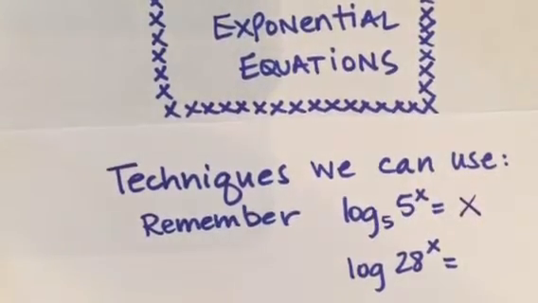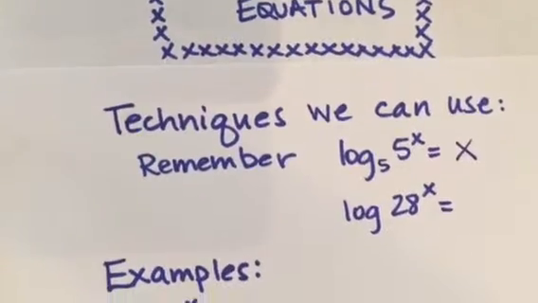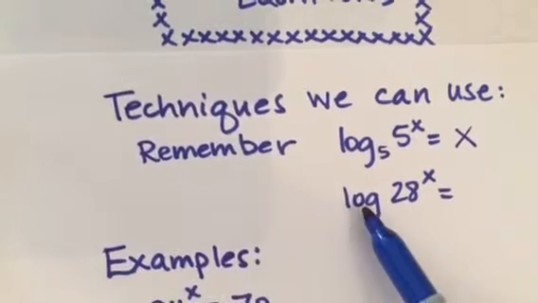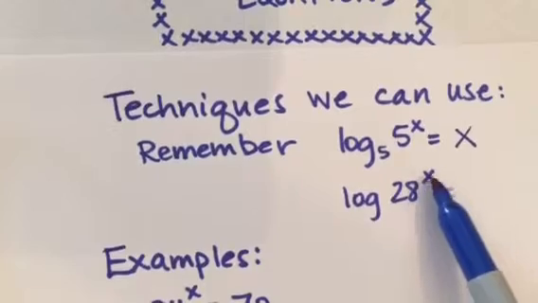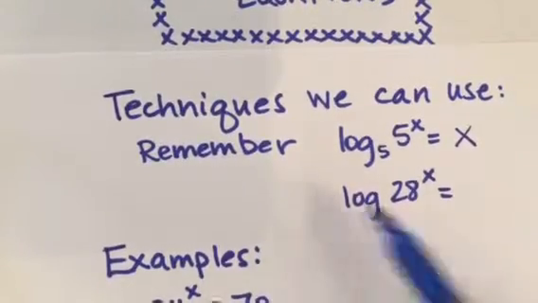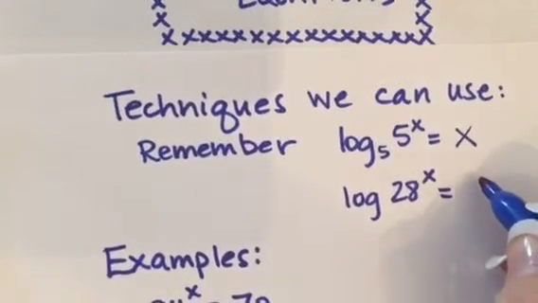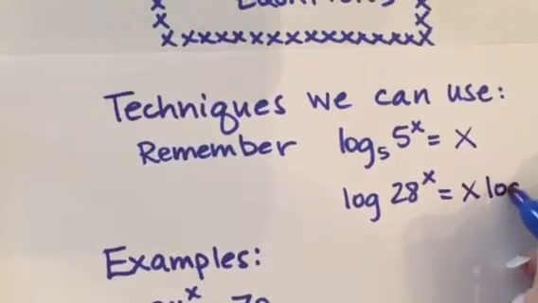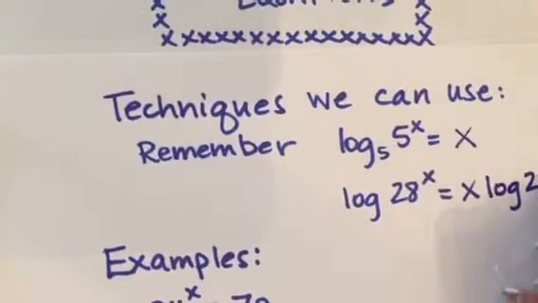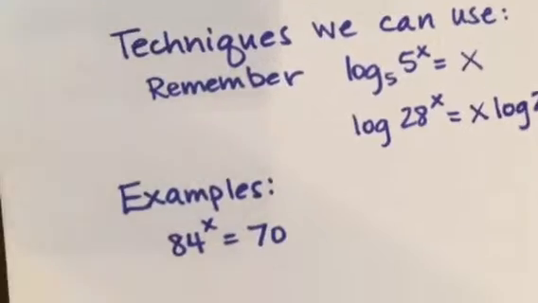Okay. So we will use this property as well as the power rule. Recall that when we have the log of something raised to a power, we can take this power and let it function as a coefficient of the log. So this expression, log of 28 raised to the x, can also be written as x times log of 28. Okay, so we're going to use both of those things to solve some problems.